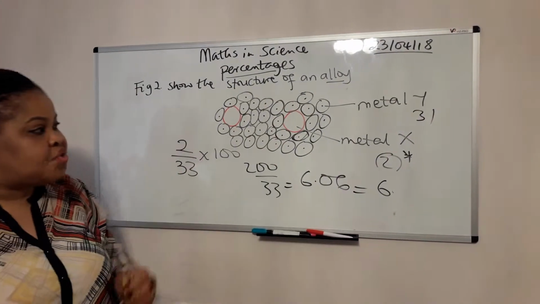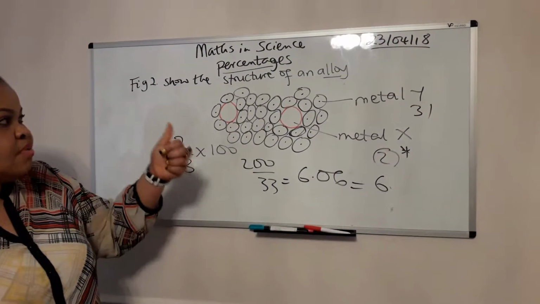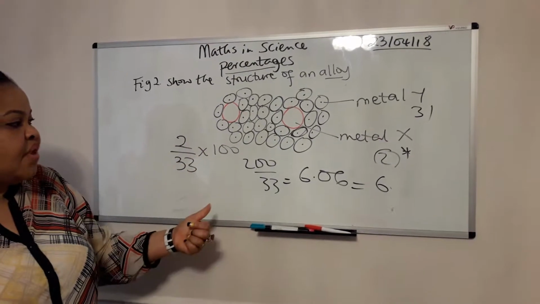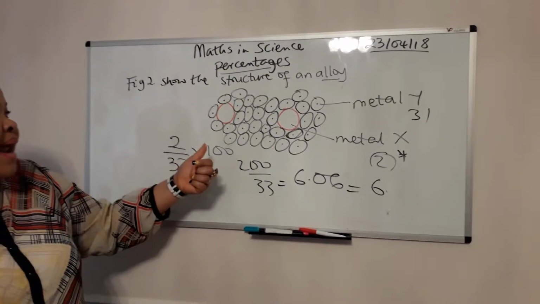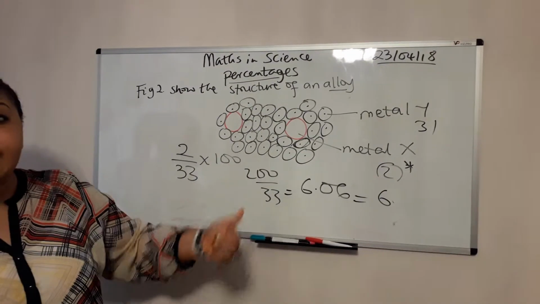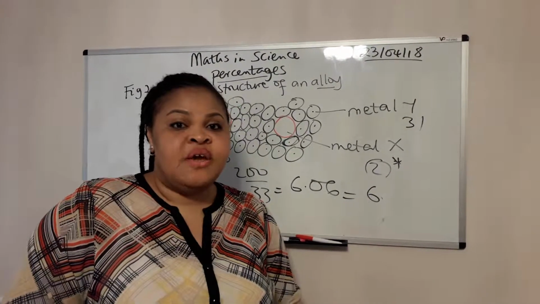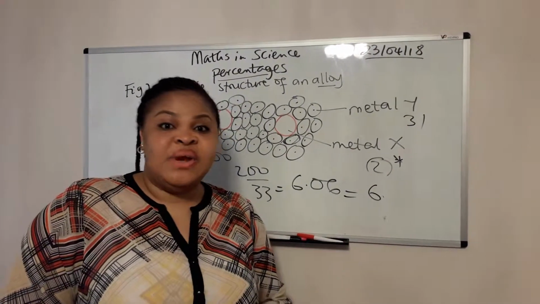Now, from just answering those three questions, by talking about what an alloy is, doing the percentage calculation, and answering the importance of alloy, you can rake in a good 5 marks from just that question. And it's really that simple.